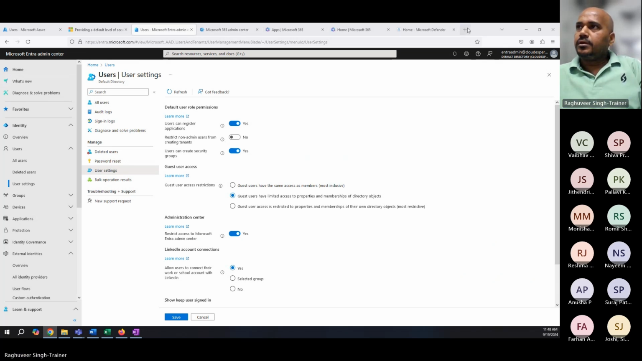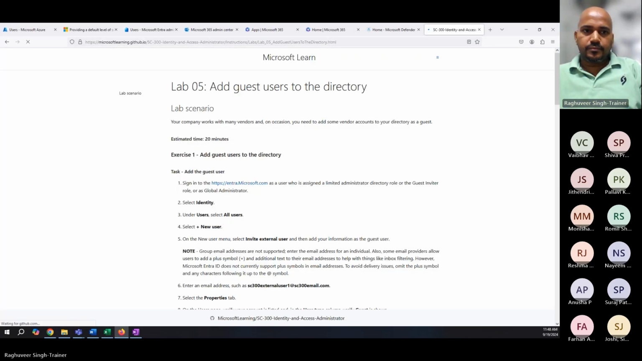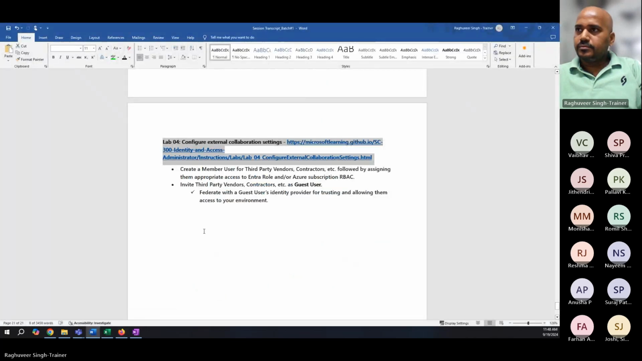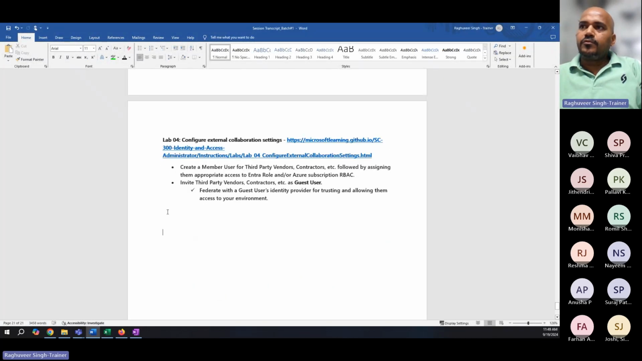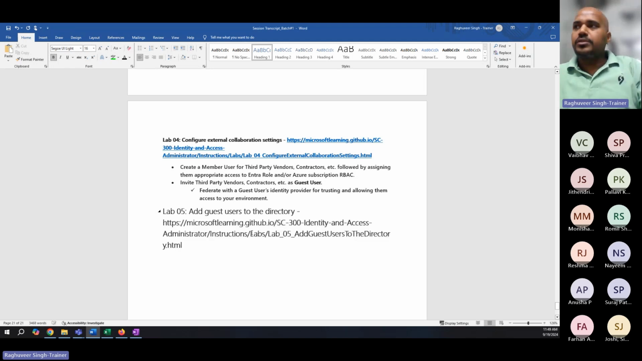All right. Lab number 5. So lab number 5 is in continuation with lab number 4, which is add a guest user to the directory. You've just configured the guest user settings basically. So now you will test it yourself, and you will test it with one-time passcode capability. Instead of doing the federation, you will test it with one-time passcode here.